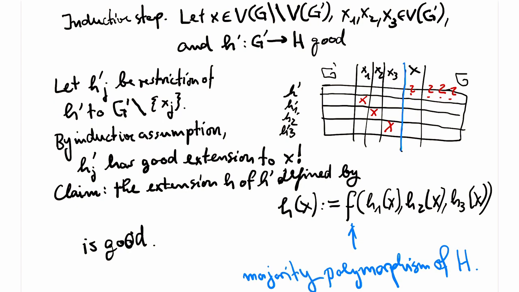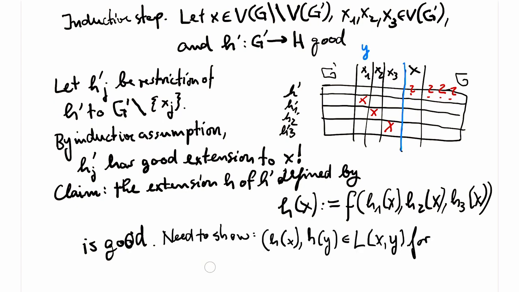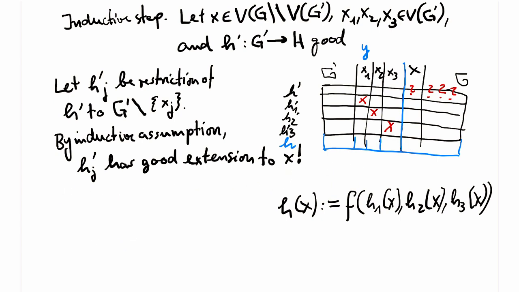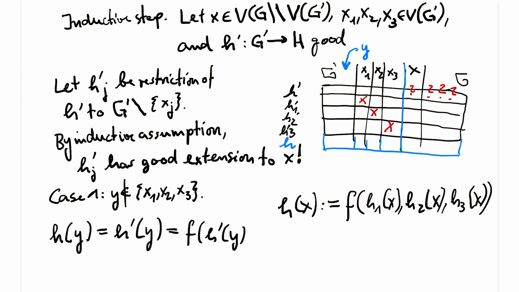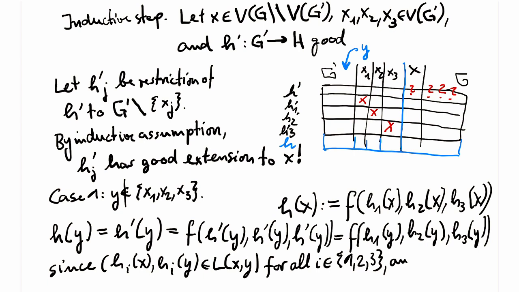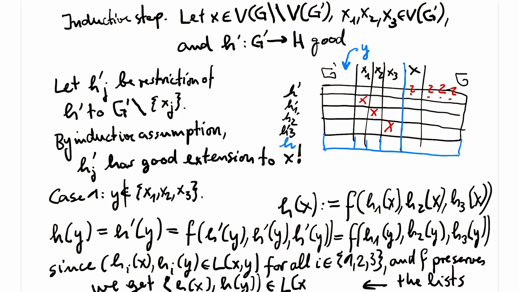And we will prove that this extension h is a good map. The first case that we consider is that the vertex y is distinct from x1, x2, and x3. In this case, already h prime was defined on y. And using the majority identity, we can write h prime of y as the function value of f evaluated at h1 of y, h2 of y, and h3 of y. Since f preserves the list for x and y, by the lemma, we get that h of xy is in this list.